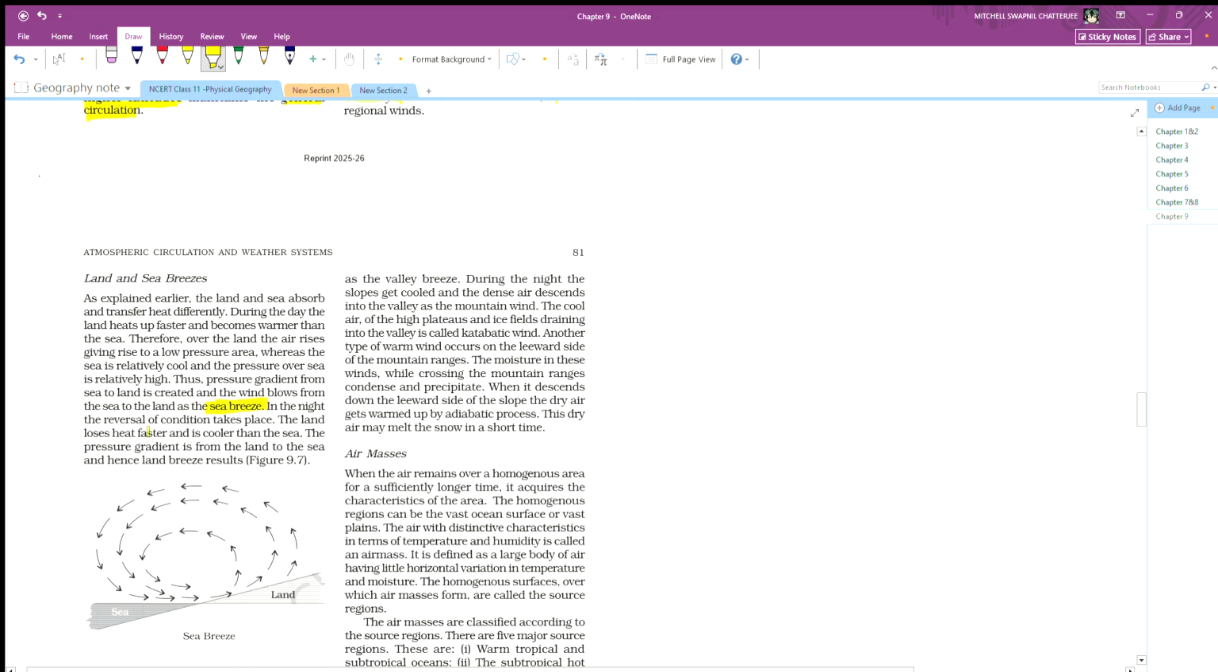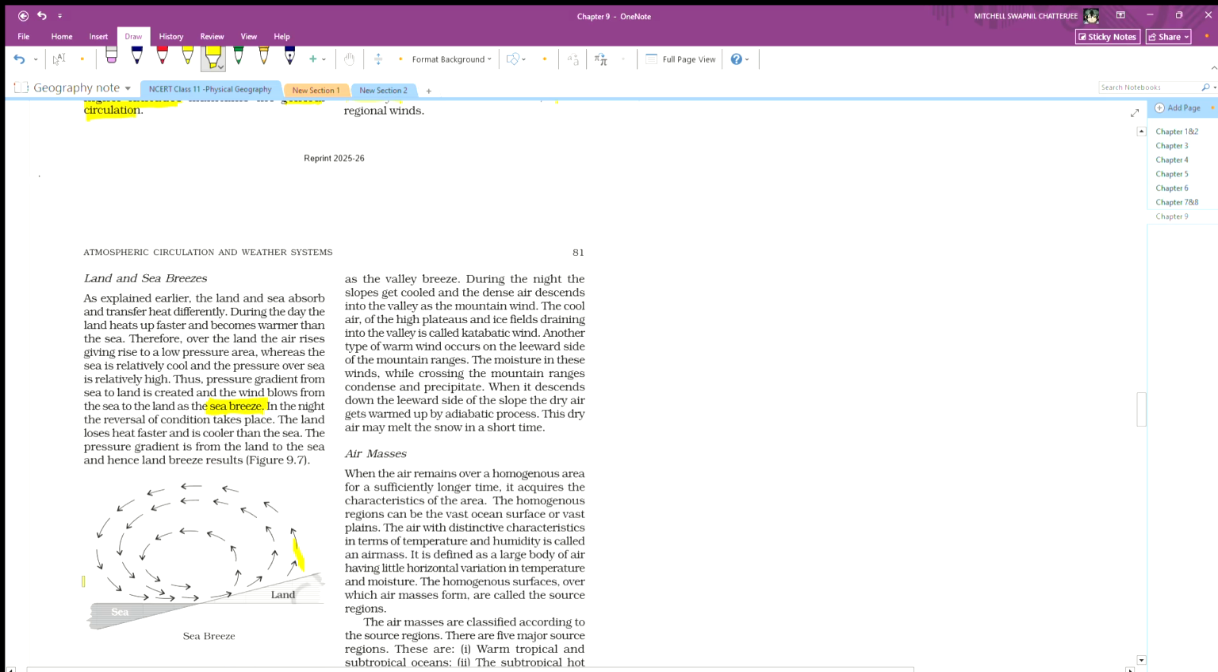In the night, the reverse is happening, because the water takes a lot of time to heat up, and it also takes a lot of time to lose heat. So that's why the land cools much faster at night, and the sea stays relatively heated up. Due to this, the sea experiences a land breeze.